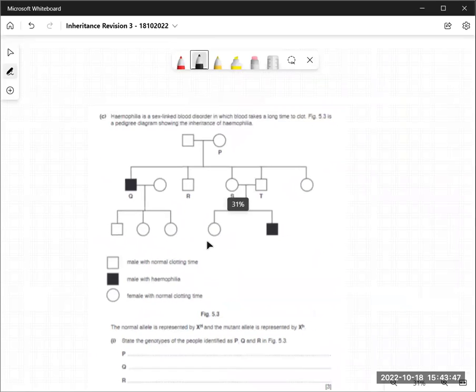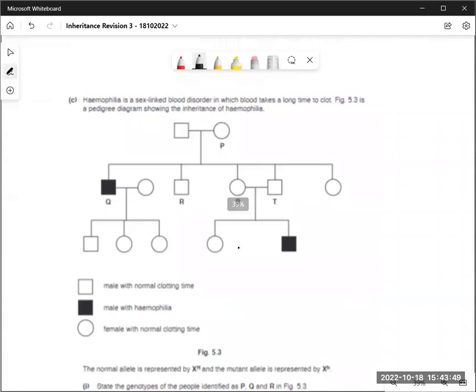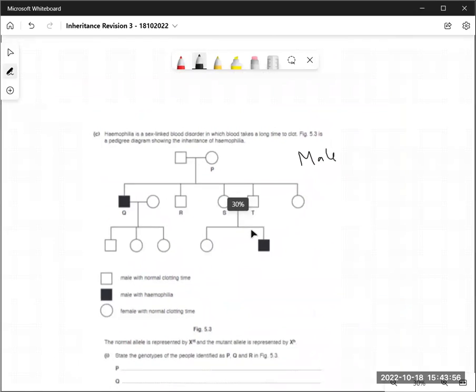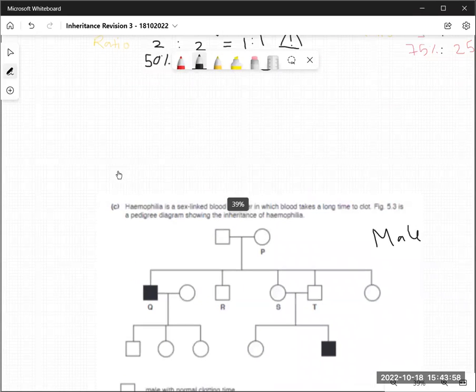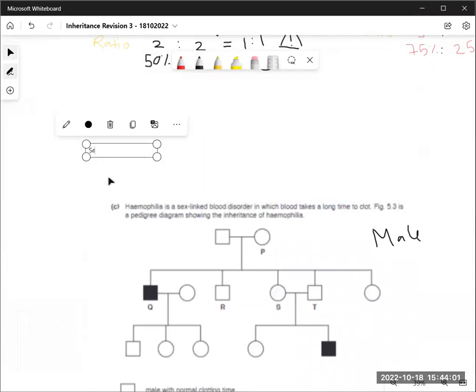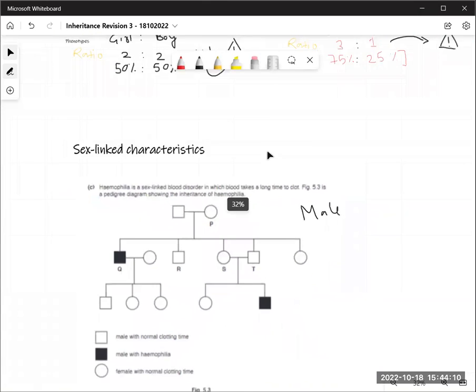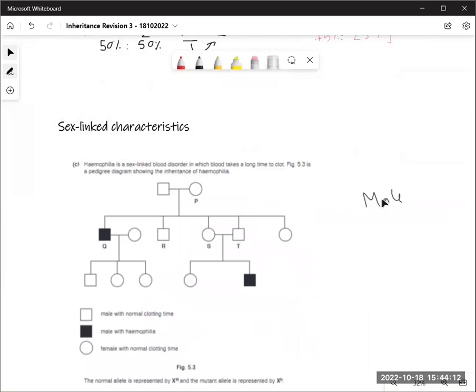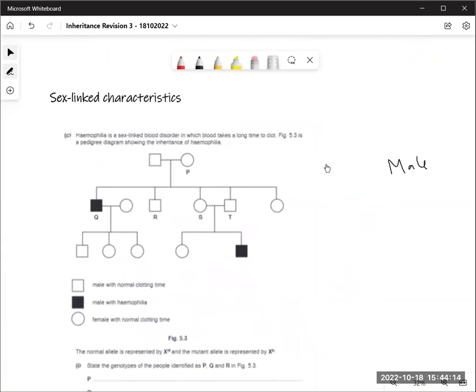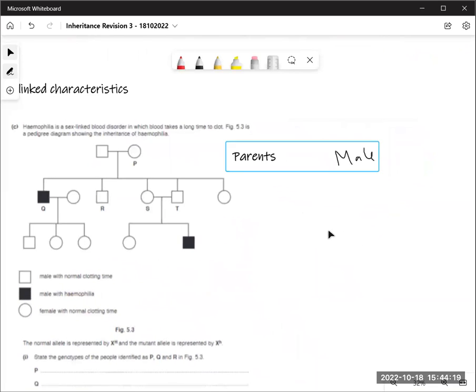Okay. Now I've told you, let's write the genes for these. We always have male and female. Now what are we doing right now? We're looking at something called sex-linked characteristics. Write this in your notebook. Now we're solving this using a question. You just have to write it as I'm writing it. Let's look at the parents here. The parents are male or female.